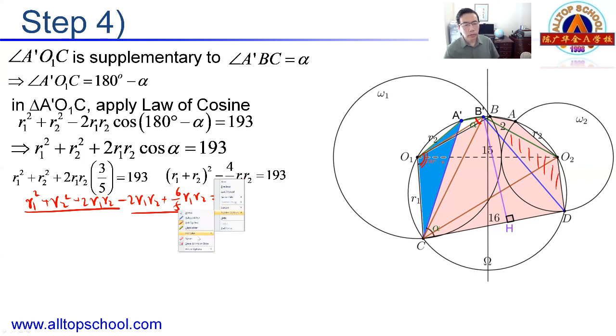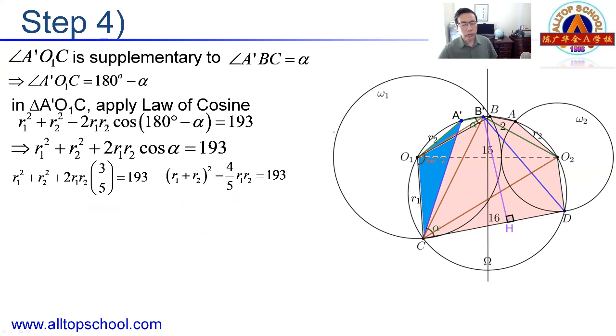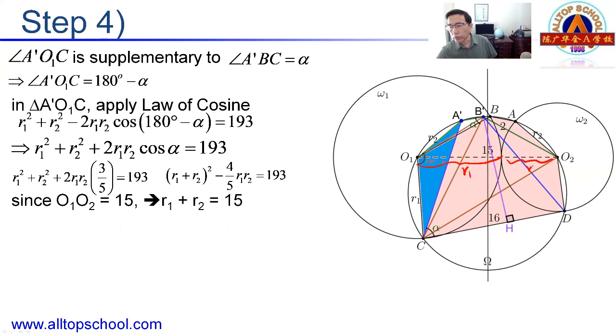So we need R1 R2 in order to calculate the area of the triangle. But O1 O2 is exactly equal to, you see this is tangency, this length is R1, this length is R2. So they add together to equal 15. So we substitute into this equation: 15 squared minus 4/5 R1 R2. We can solve for R1 R2 immediately. That value will be 40.